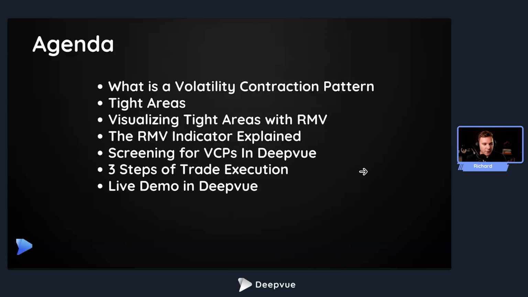So here's a little bit of the agenda. First, we'll talk about what a VCP, volatility contraction pattern, is. We'll discuss tight areas, and historical traders and how they look for them. Then we'll discuss how to visualize tight areas using the RMV indicator, which is really handy and helps you analyze a chart just like some of the top traders in the world, USIC champs, and find those tight areas really easily. We'll dive deeper into the RMV indicator and then talk about screening for VCPs in Deepvue, 3 steps to trade execution, and then run through a lot of charts live in Deepvue, and hopefully answer a lot of your questions as we go through this webinar.